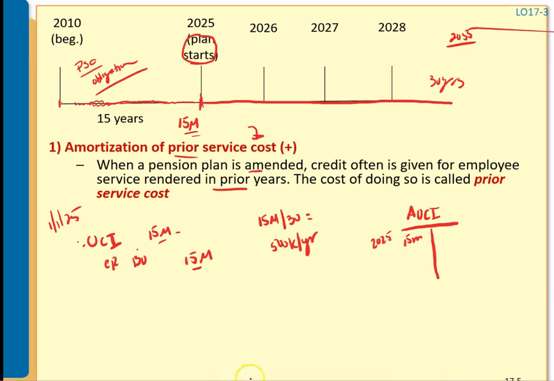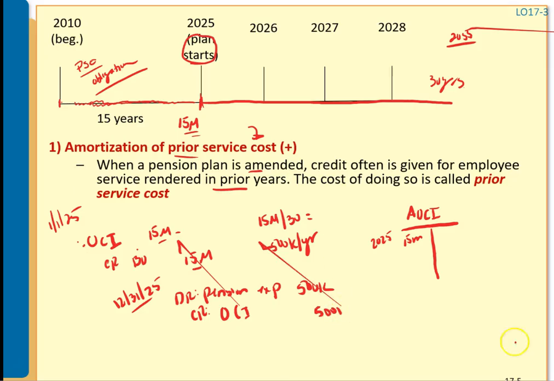So how we're going to do that is we would debit pension expense for $500,000 every single year. So imagine at the end of the first year, 12/31/25, that the pension is in effect. And we're going to credit the accumulated comprehensive income, which would close into the OCI.